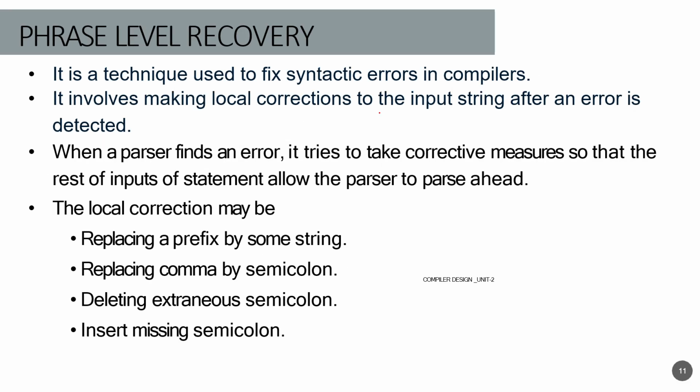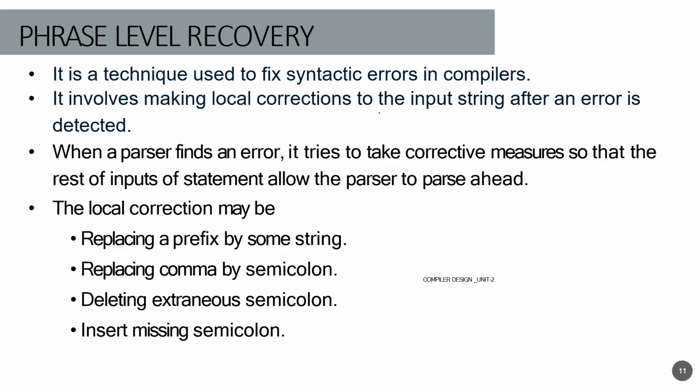Next one is phrase level recovery, a technique used to fix syntactic errors in compilers. It involves making local corrections to the input string after an error is detected. When a parser finds an error, it tries to take corrective measures so that the rest of the input of the statement allows the parser to parse again. This is phrase level recovery.